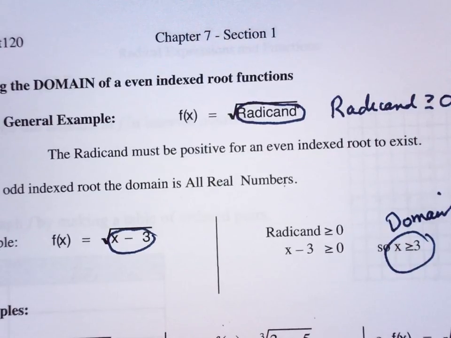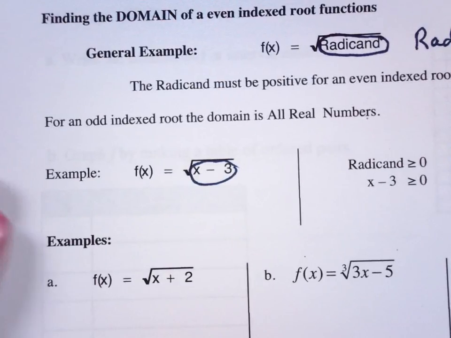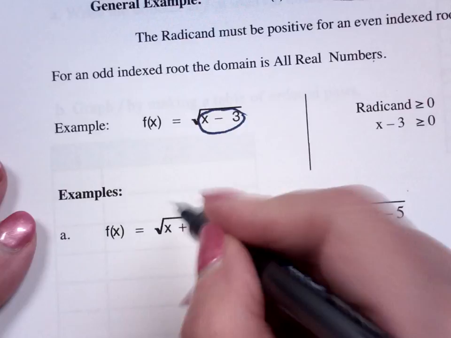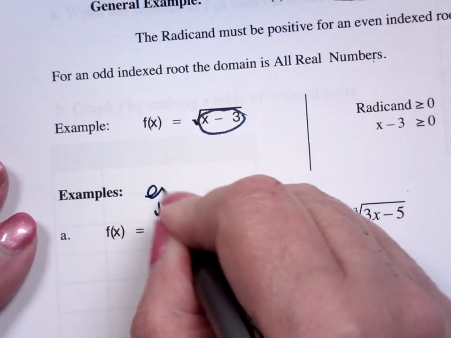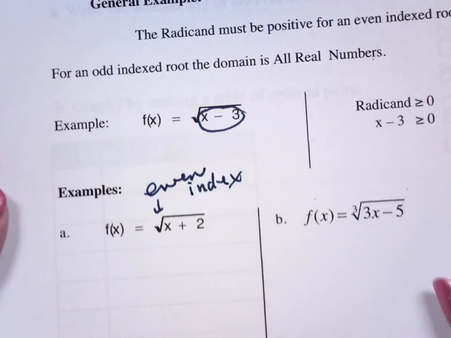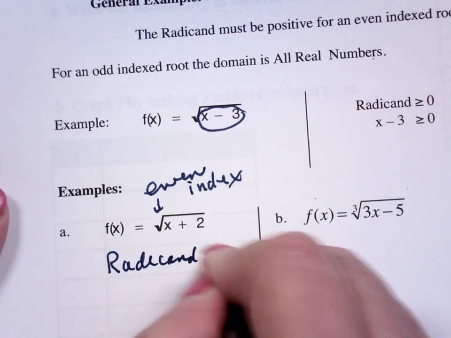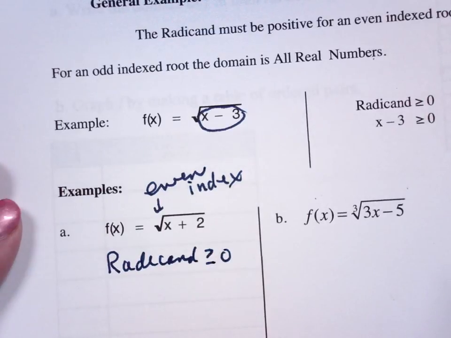But it's only true for even indexed roots, because you can take the cube root of -8, that's -2. So you can have a negative number if the index is odd. Even index, this says the radicand must be greater than or equal to 0.